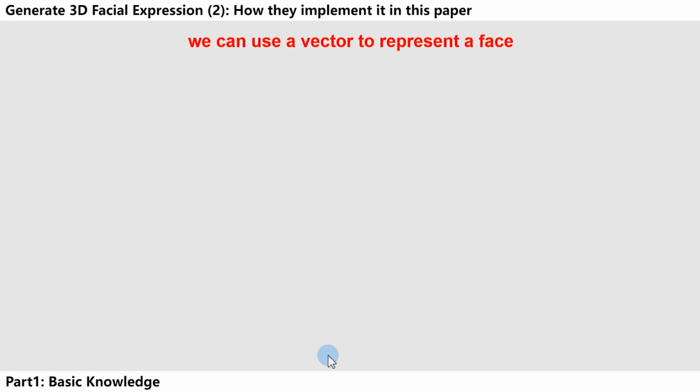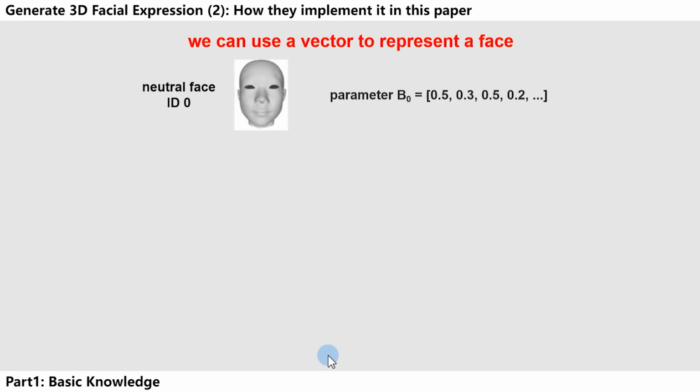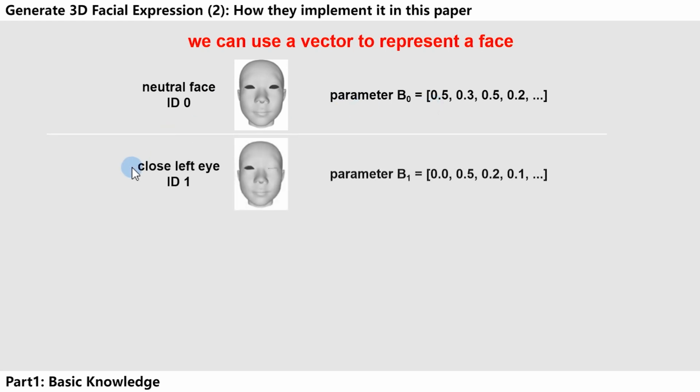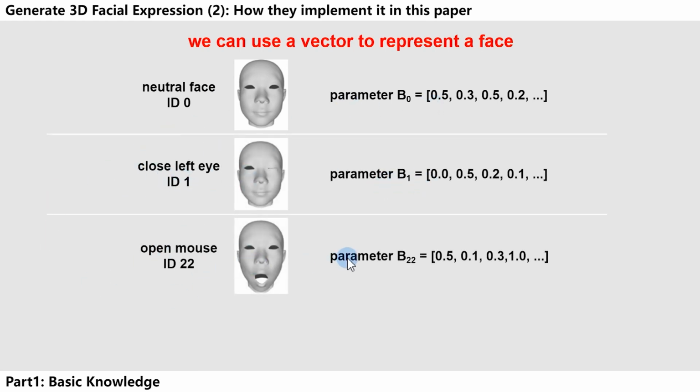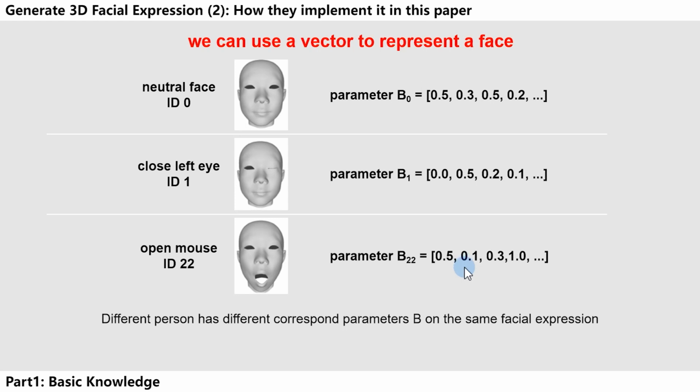So we can use a vector to represent the face. For those 47 different facial expressions, we can also have 47 different parameters. For the neutral face, we have this parameter. For the first expression, we use this parameter. For the 22nd expression, we have this parameter. And I want to remind you that different persons can have different corresponding parameter b for the same facial expression.